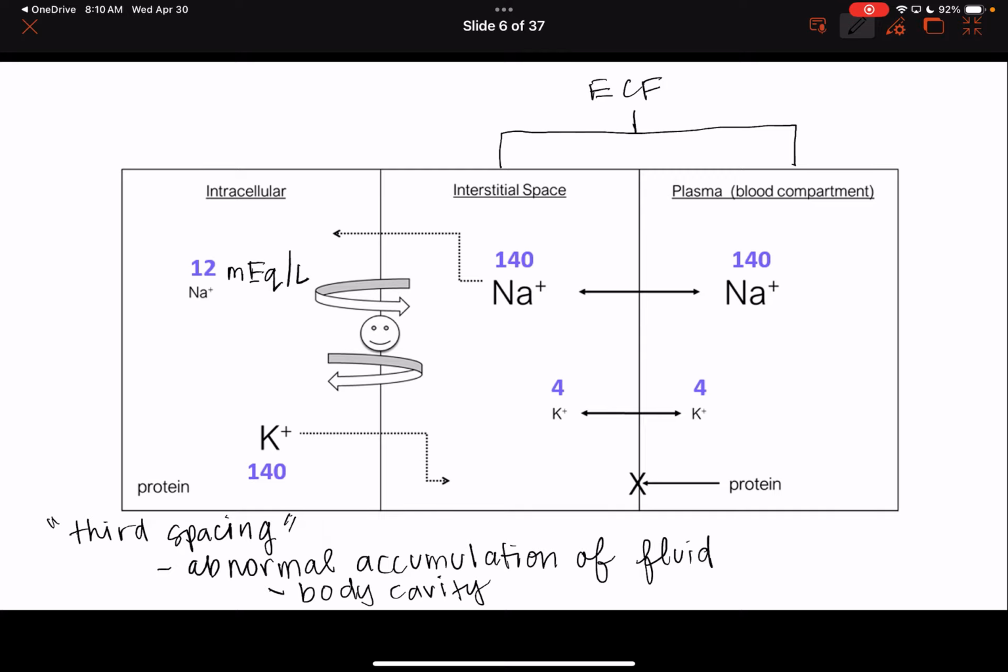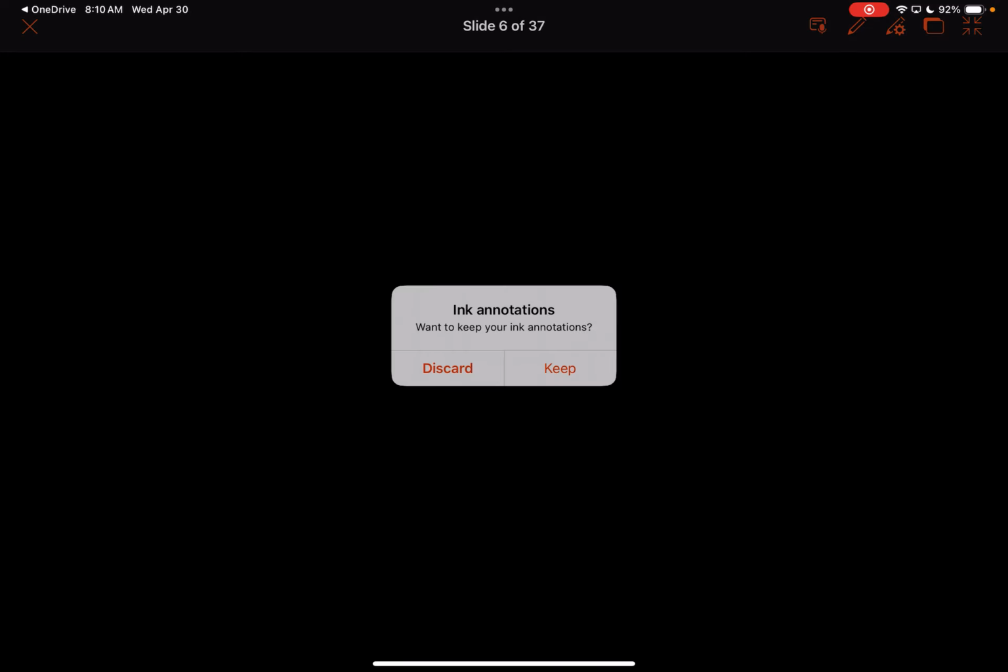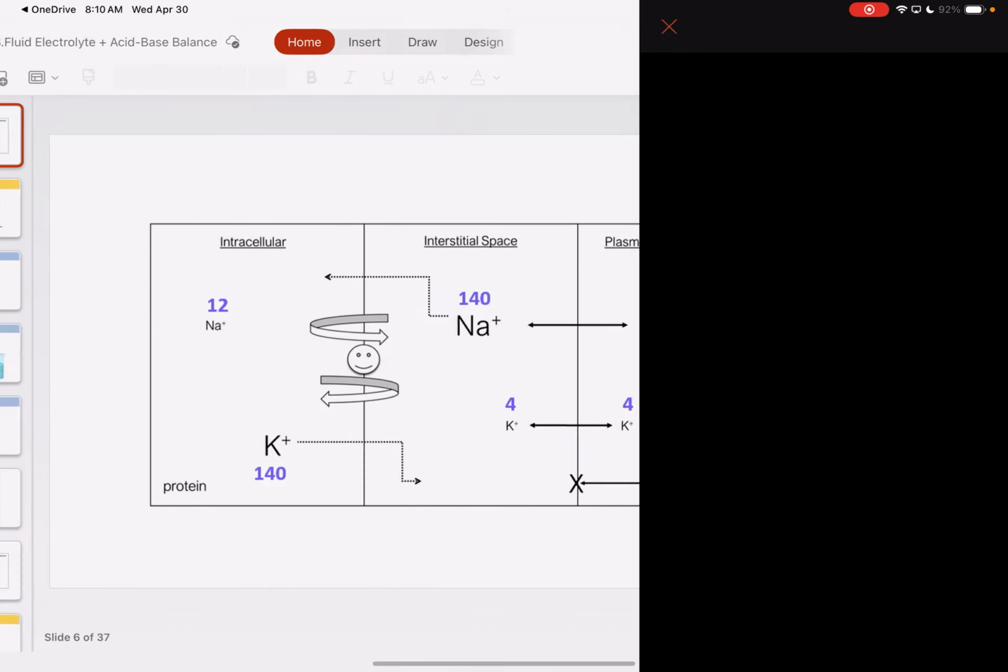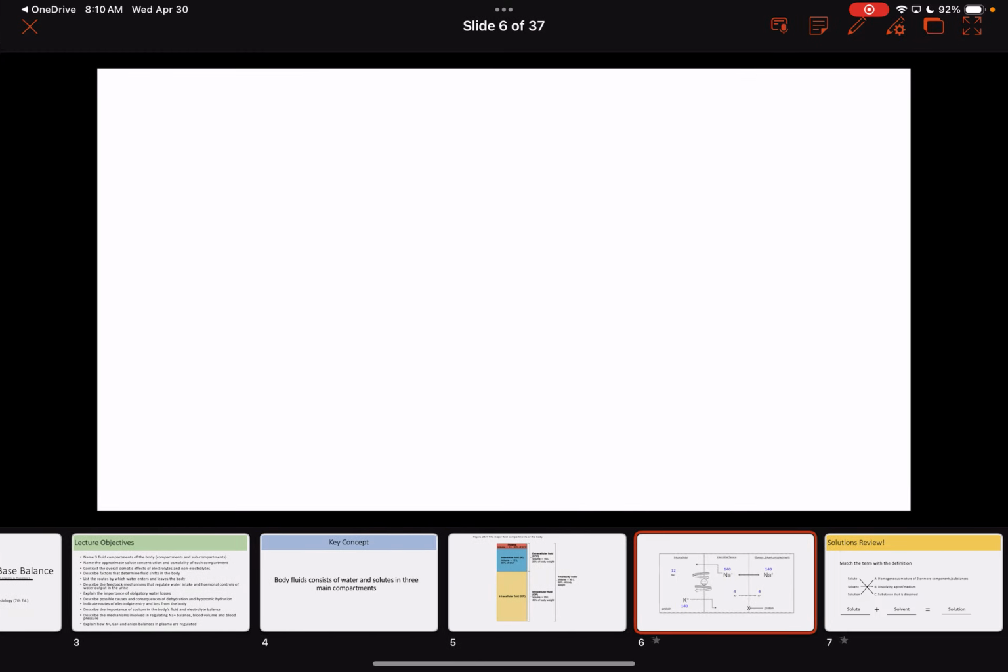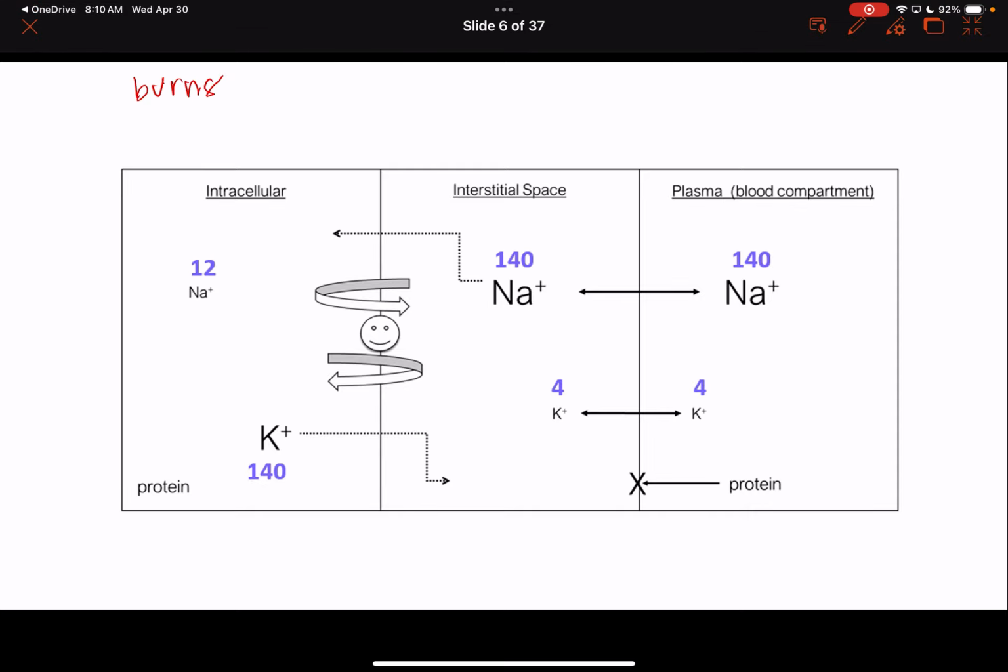And we would see third spacing in people who experience, let's go back. Did you guys write that down, abnormal accumulation of fluid? Hopefully you did. So third spacing, abnormal accumulation of fluid, usually in a body cavity. But you'll see this in people with burns. There's lots of fluid loss with burns. And I hate red, so I'm not going to use red.